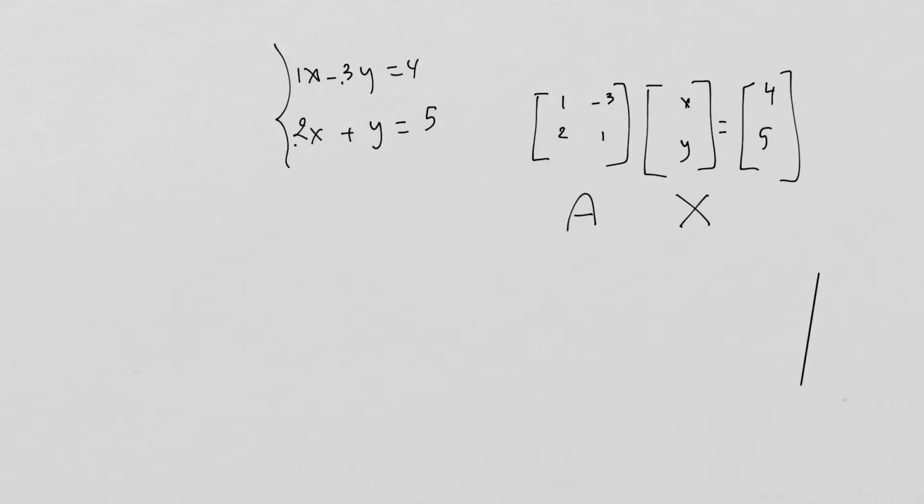And if you remember how to multiply matrices, you do first row times first column, which gives you the first row of the output. So 1 times x minus 3 times y equals 4. Here it is. And then 2 times x plus 1 times y equals 5. Here it is. And the reason this approach is better is because in order to find, so here is my product.